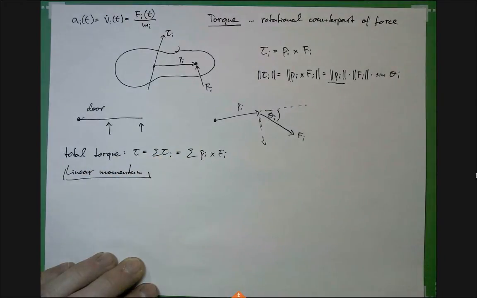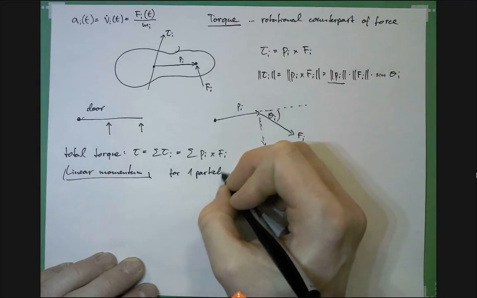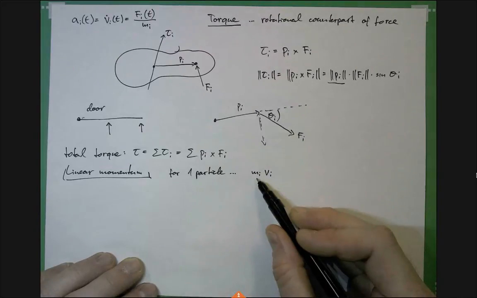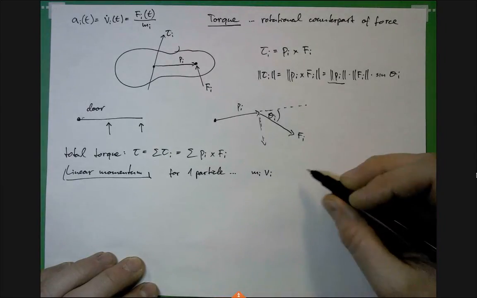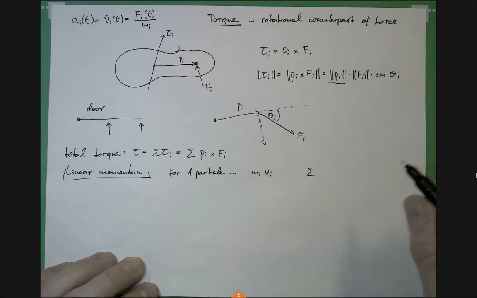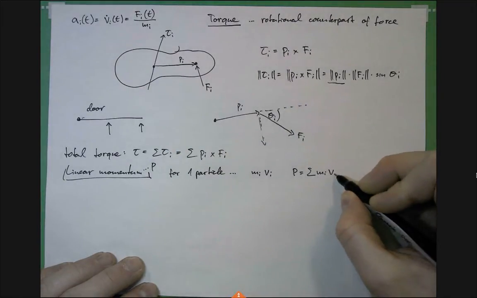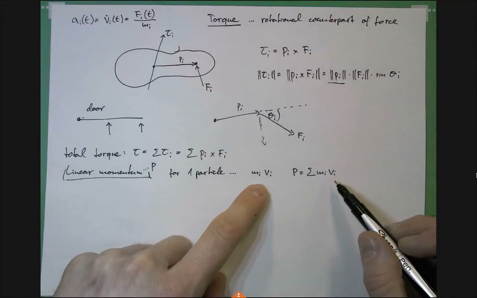So what is a linear momentum? For one particle, linear momentum is just m_i v_i. m is the mass of the particle, v_i is the velocity of the particle, this is the momentum, right? So for the entire rigid body, I simply sum all of them together. It's called capital P, the linear momentum, P. The sum of m_i v_i, where by v_i I mean the velocity of an individual particle.